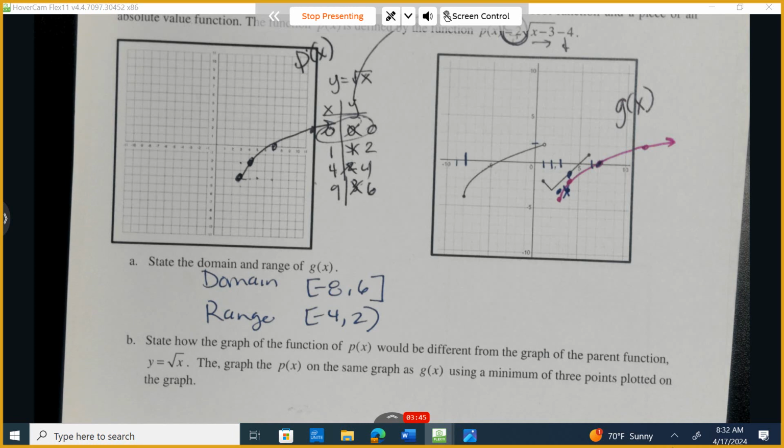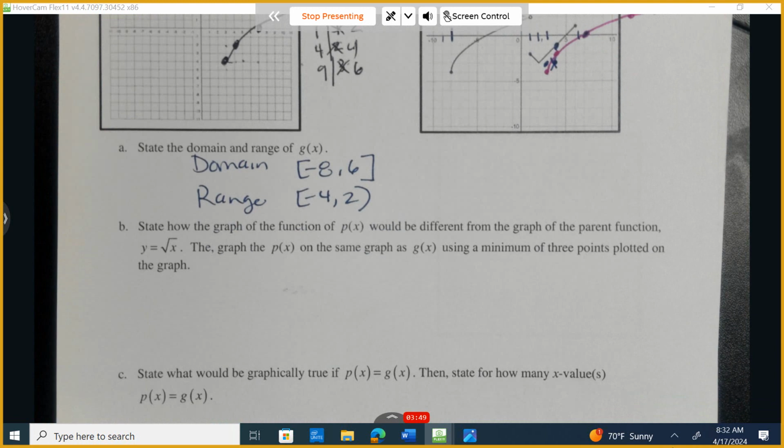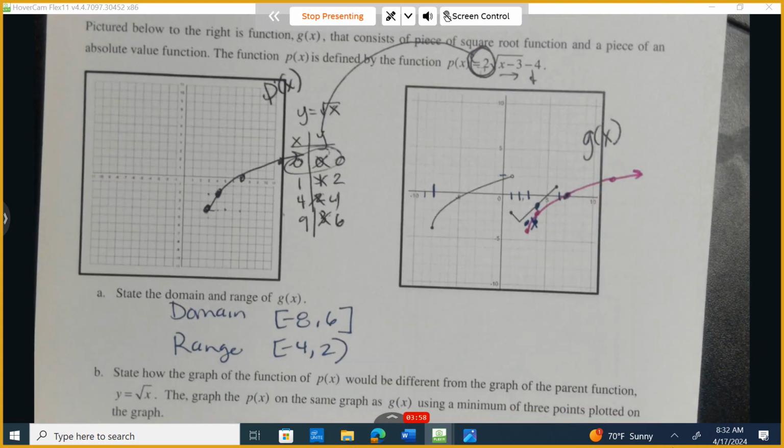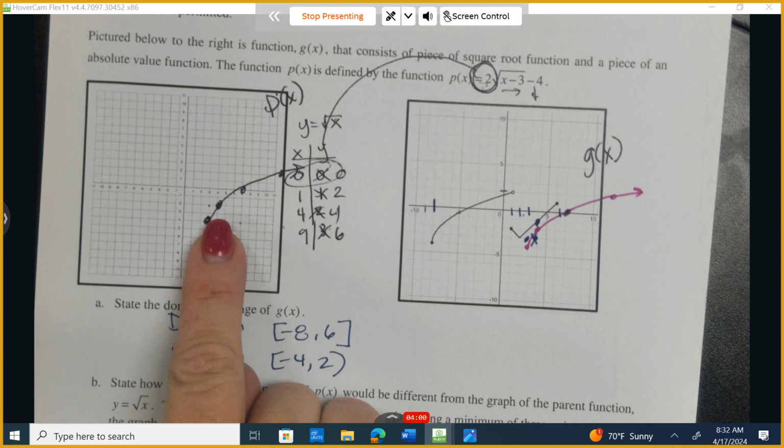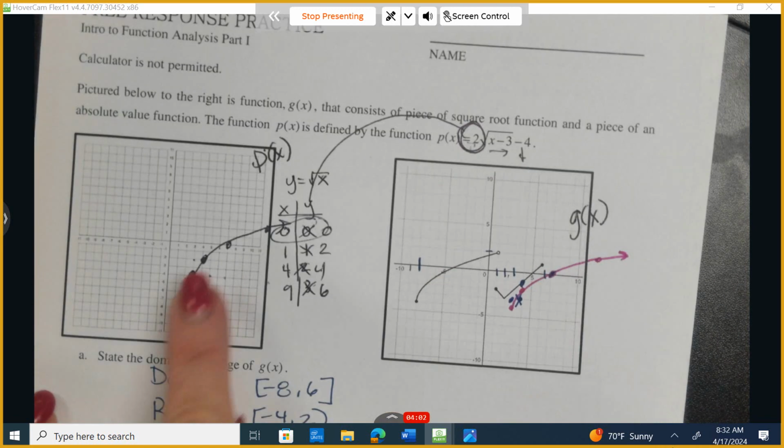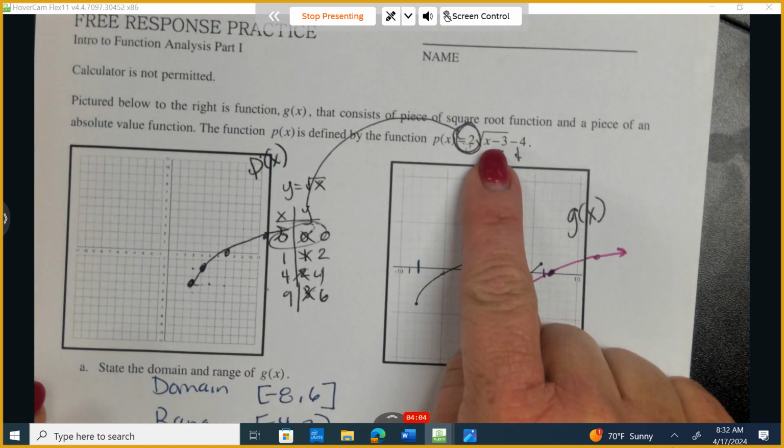Okay, let's go down to the next part. Sorry, my allergies are really bad. State how the graph of the function p of x would be different from the graph of the parent function. And then it says to graph it. So we've already graphed it, but how is it different? Well, here's how it's been translated. We've taken the parent function and we've moved it to the right 3. Now you're going to have to be able to say this in words on the test. So if you're not doing it now, I would definitely say it in words now on your paper.